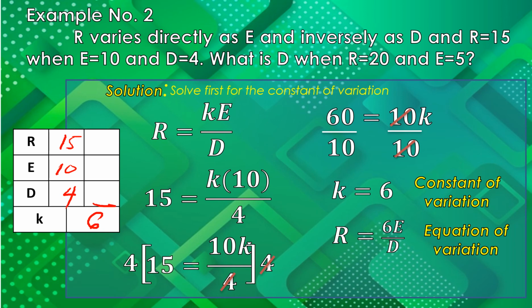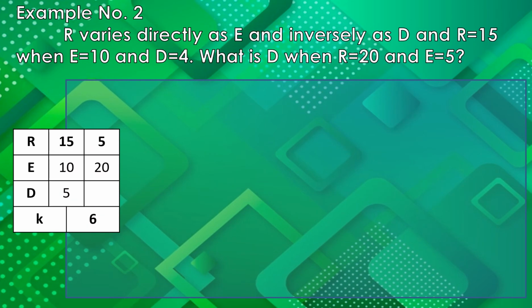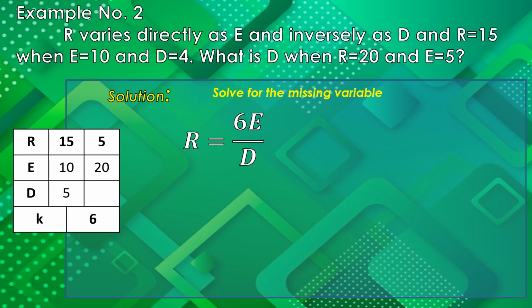What is D daw? Kapag ang value ng R is 20 and then ang value ng E is 5. Pwede nating makuha yan using our equation of variation. Okay, next slide. Ito, equation of variation natin. Substitute lang natin itong ating mga given. Tingin tayo sa third column. We have 5 and 20 as R. Ang R daw natin is 5. Ang E natin is 20. So, yung R magiging 5, yung E magiging 20.